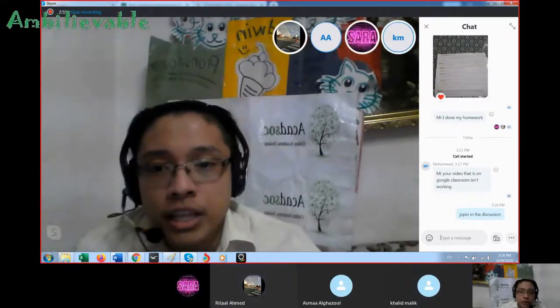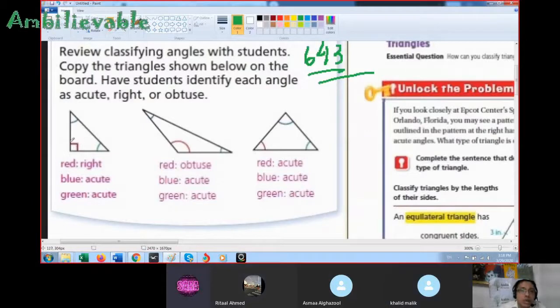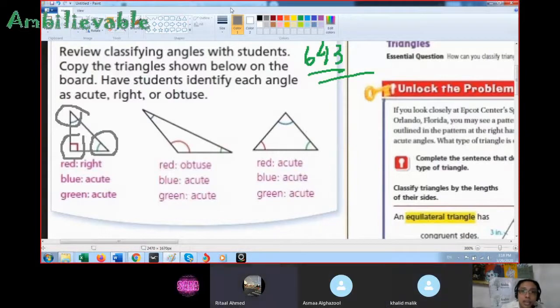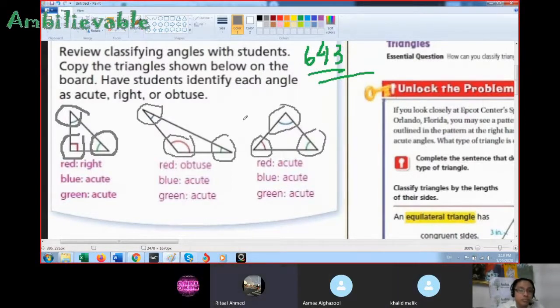Okay, look at this one now. This is what we call, look at the different colors, okay? These are what we call angles, okay? Those are what we call angles. Look at this one. The red one is a right angle. The blue and green are both acute.